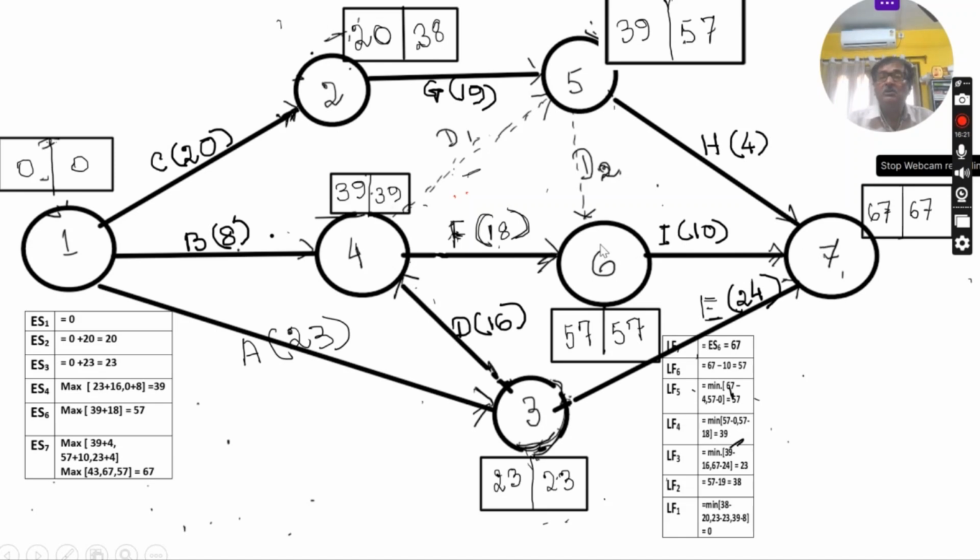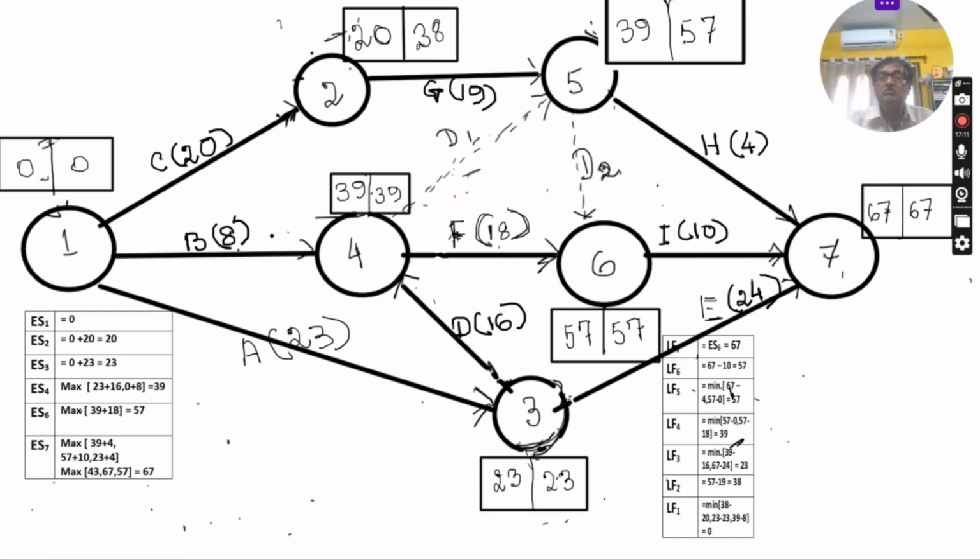Now come to node 6. Which activities are coming out from this node? Only one activity is coming out. You must finish that activity, for which 10 days are required. That means what will be the latest finish time for this node? 67 minus 10, that is 57. That means सबसे देरी अगर 57 days में start करते हैं, then you can finish the project. 57 plus 10 is 67. That is the highest time allocated for the project.